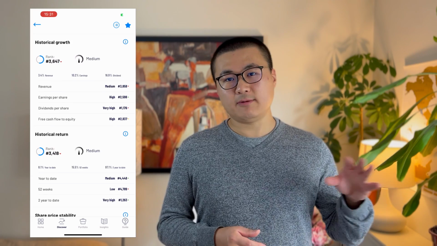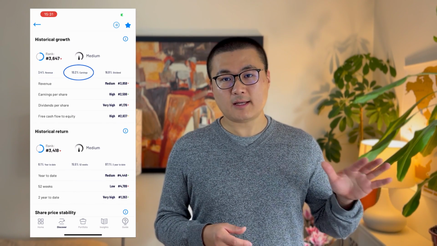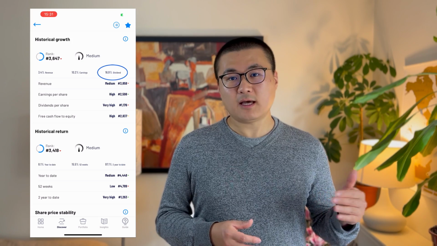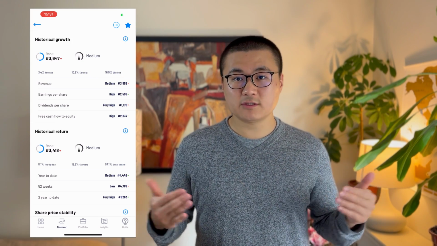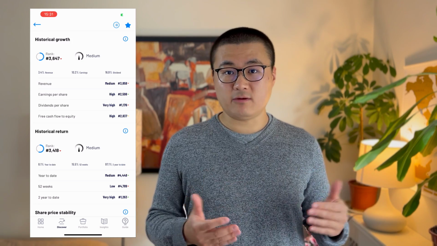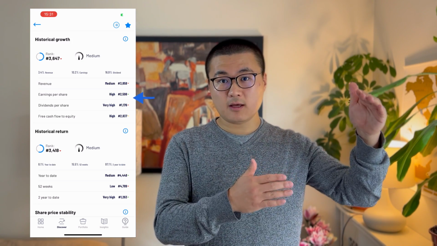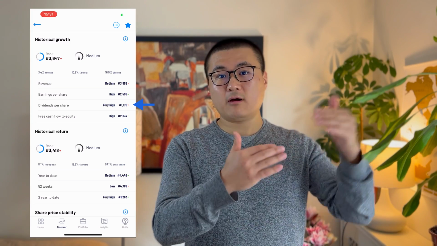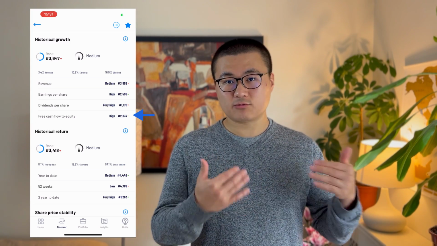Its revenue has been growing about 3.4% over the last few years, earnings per share at 10.2%, and dividend at about 17%. To put these numbers in context against the universe, you can see the rankings for each one of them, with revenue growth in the medium category, earnings per share in the high category, and dividend per share in the very high category. Finally, its free cash flow to equity is also ranked very high.